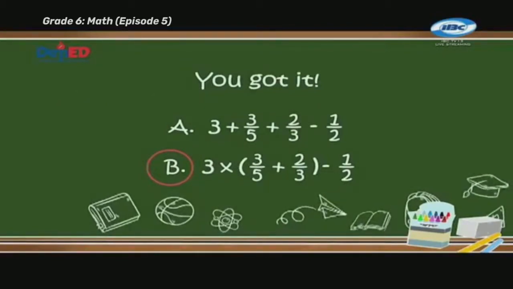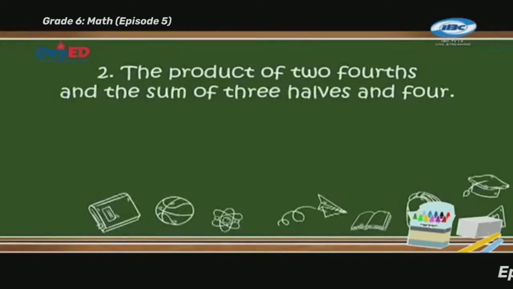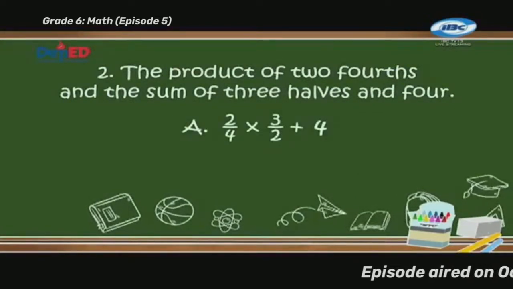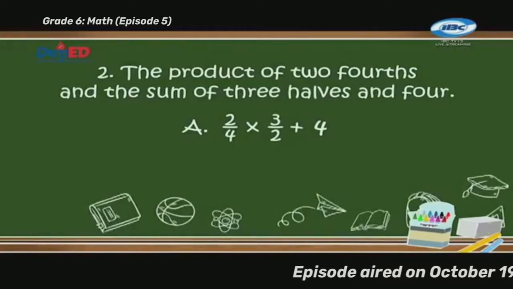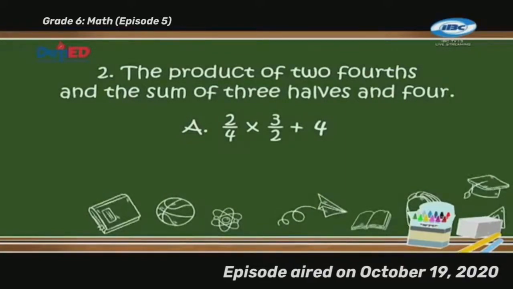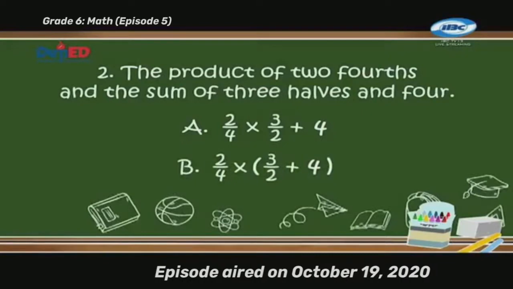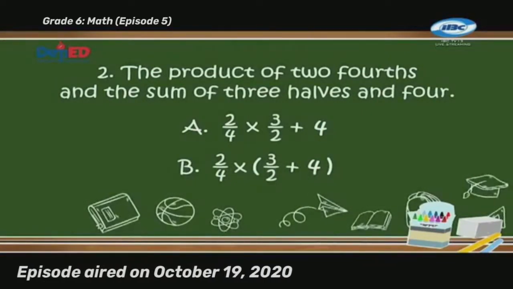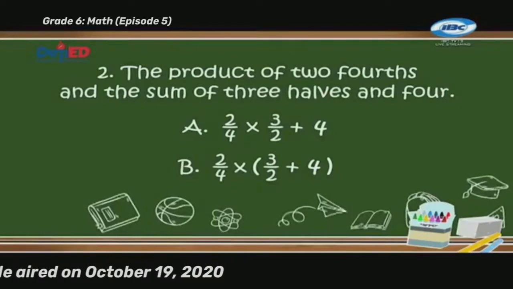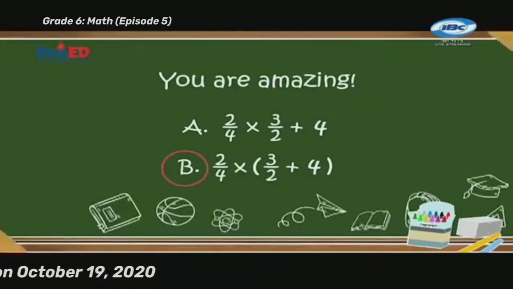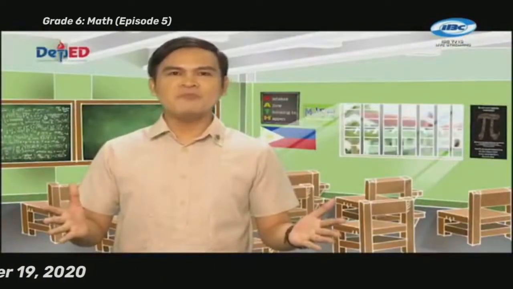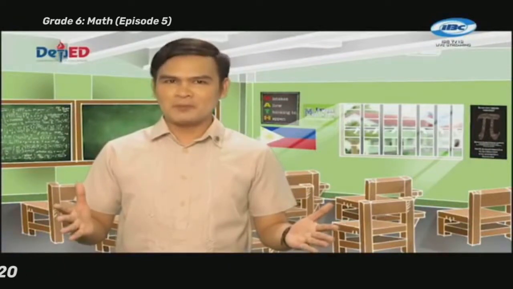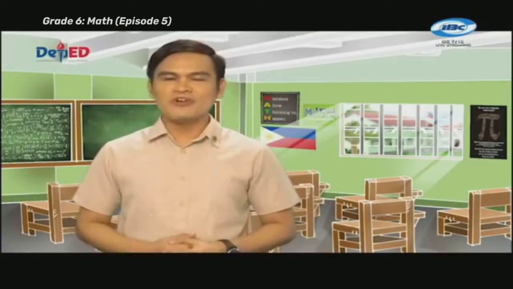Number 2. The product of 2/4 and the sum of 3/2 and 4. Is it A, 2/4 times 3/2 plus 4, or B, 2/4 times the group of 3/2 plus 4? You are amazing! It's B. Did you still remember the 4 main steps in solving math problems? Just remember this.